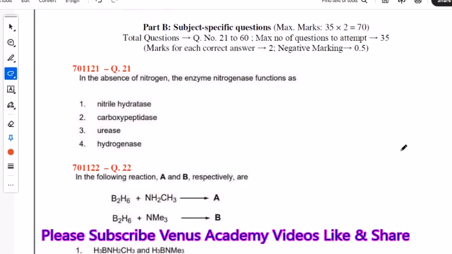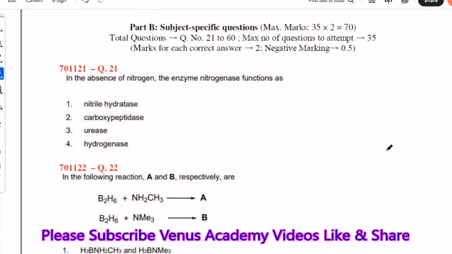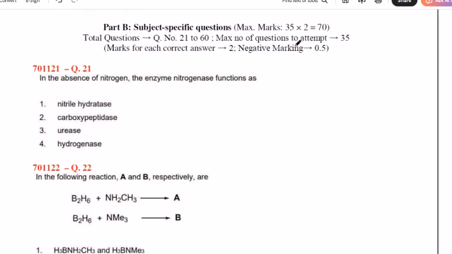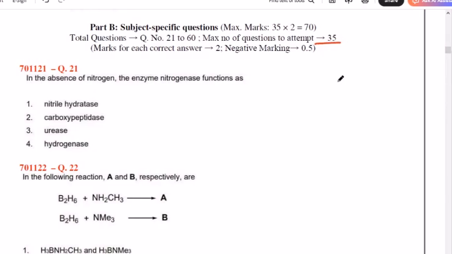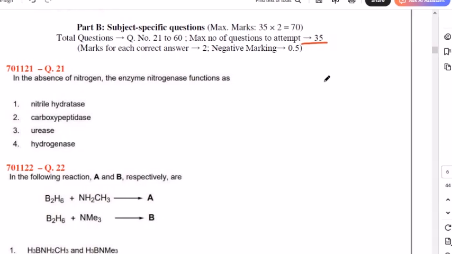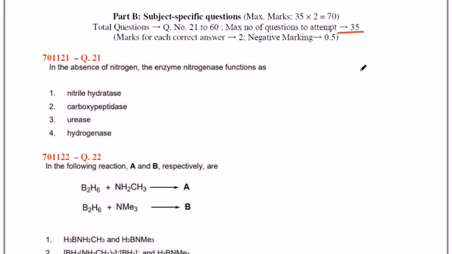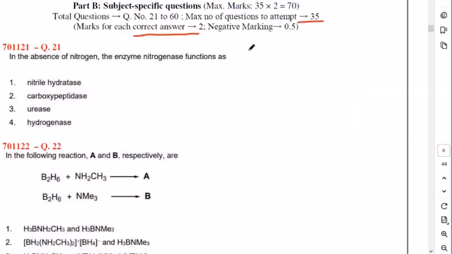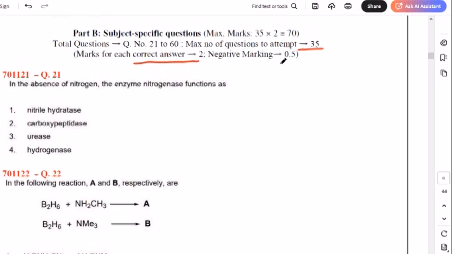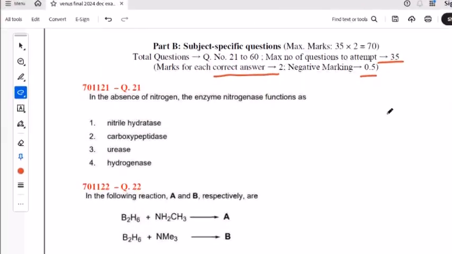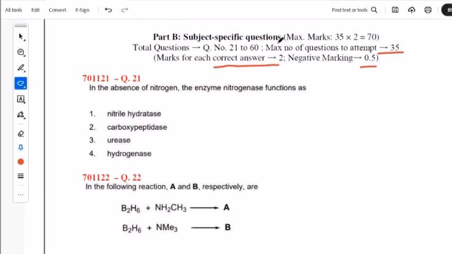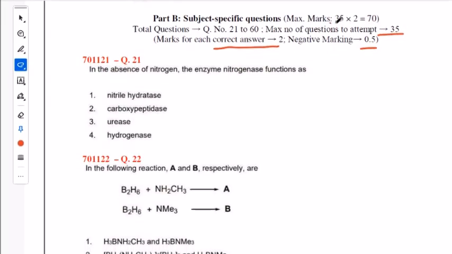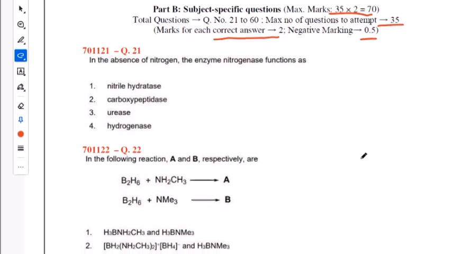Yes. Next, part B. This part consists of a total of 40 questions, out of which you are supposed to attempt any 35 questions. The first 35 attempted questions will be counted for allotting marks. Each correct answer gets 2 marks. If you make a wrong answer, you lose 0.5 marks. Part B has subject-specific questions, that is, chemistry questions, and you have to attempt only 35 of them. Let us see the questions.